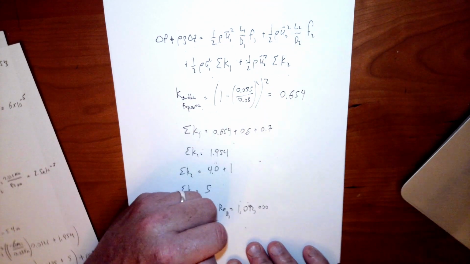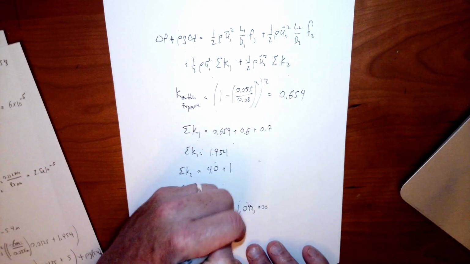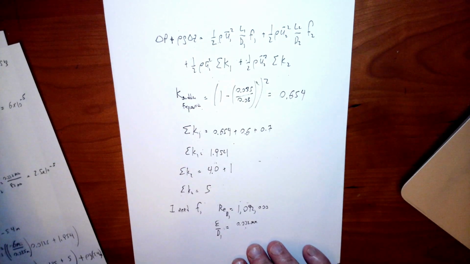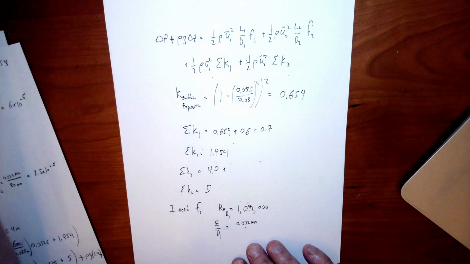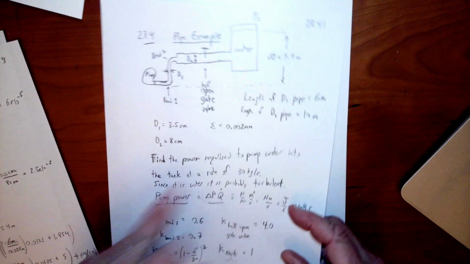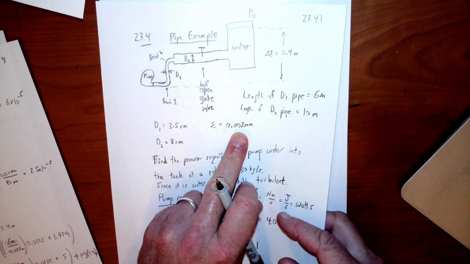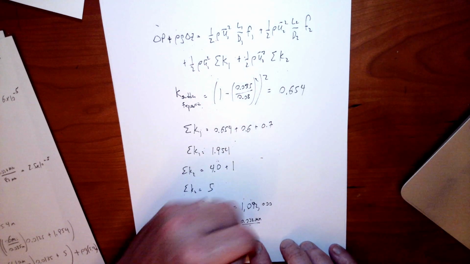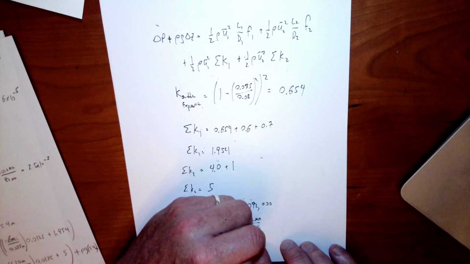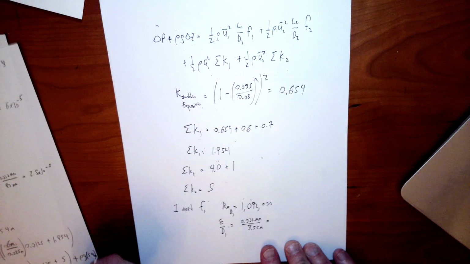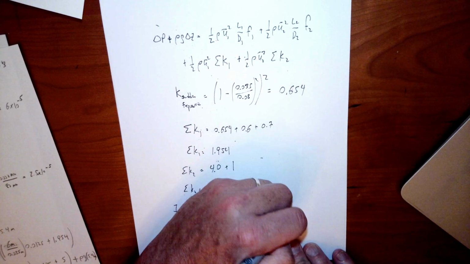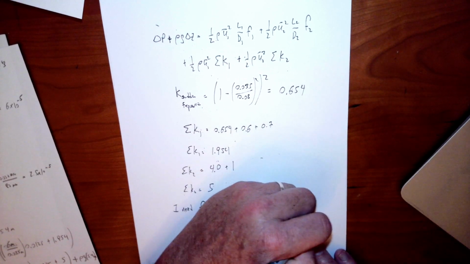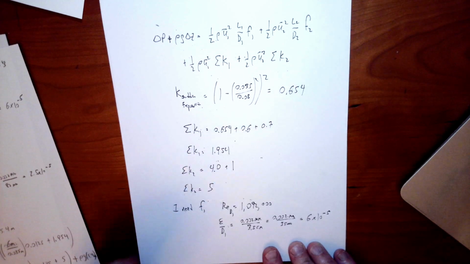I need my epsilon over D1. Well, my epsilon was 0.002 millimeters. That was in the problem statement. We might not have highlighted that earlier, but it was in there. So we have the 0.002 over the 3.5. This is for D1, the 3.5 centimeters. And of course, we need to put that over the same units. I'm going to go to all millimeters, 0.002 and 35 millimeters. And so that gives me 6 times 10 to the minus 5.